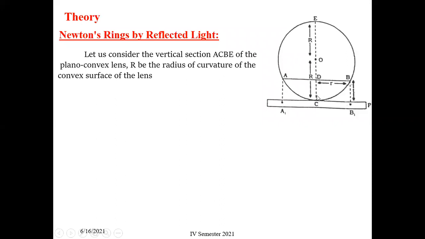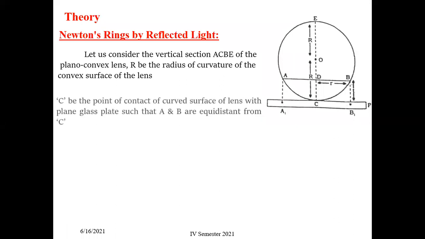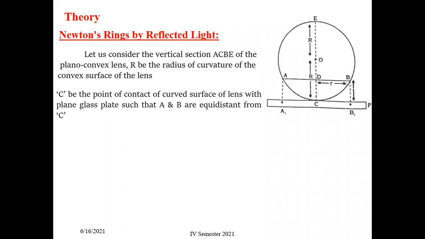R is the radius of curvature of the given plano convex lens. So O is the circle that is formed due to the curvature of the plano convex lens, O is the center of that circle, and R is the radius of curvature of the convex surface of the plano convex lens. C is the point of contact between the curved surface of the plano convex lens and the plane glass plate.